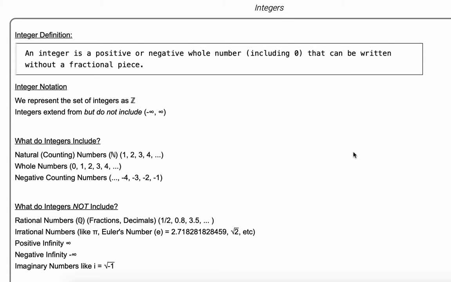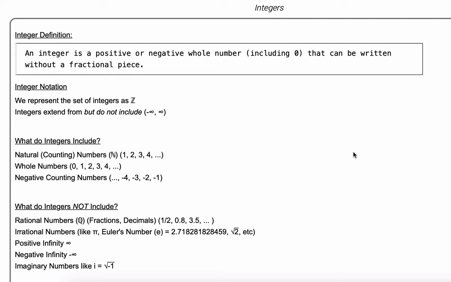In the next few minutes, I'm going to walk you through what is an integer, what do integers include, what do they not include, integer notation, and if you stick around until the end of the video, I've got a surprise for you. I'm going to show you how to ask and find out any number, if it's an integer or not, in less than a split second for free. So with that said, let's get started.